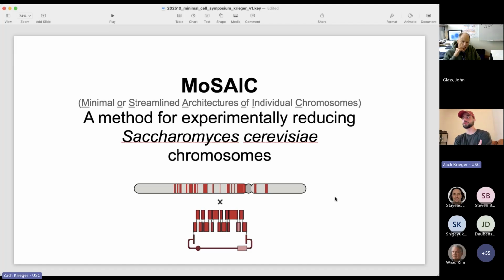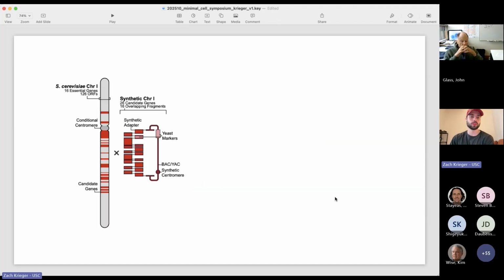So the bulk of my dissertation, I'm a fifth year now, for the past like 3 years has been developing this method that we're calling mosaic. Effectively, mosaic is just a method for doing exactly what we wanted to do, to experimentally reduce these chromosomes in vivo. And it leverages this observation we made on that previous work.